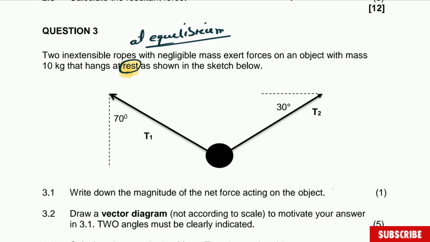This is nothing other than Newton's first law. F net is equal to 0, guys. If the object is at rest or is moving with constant velocity, then the net force is equal to 0. Okay, so that is the first answer. It's very easy. Draw a vector diagram, not according to scale, to motivate your answer in question 3.1. So you have to draw a vector diagram in which you have at the end a closed triangle.